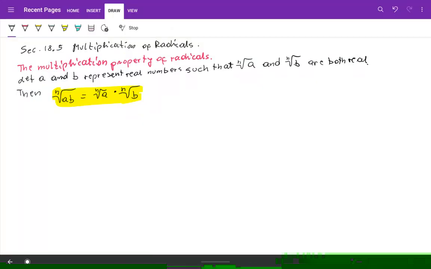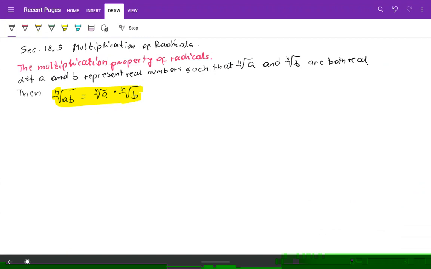Okay, good morning. So this is section 18.5. 18.5 is about multiplication of radicals. So first we're going to review, because I used that before, the multiplication property of radicals.